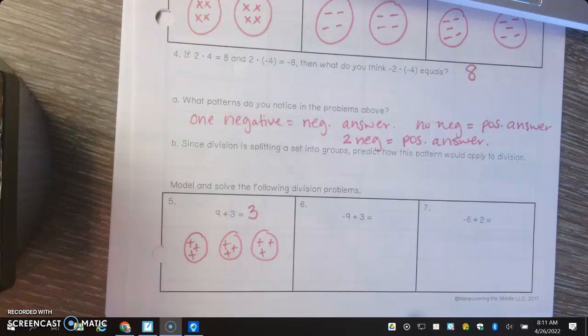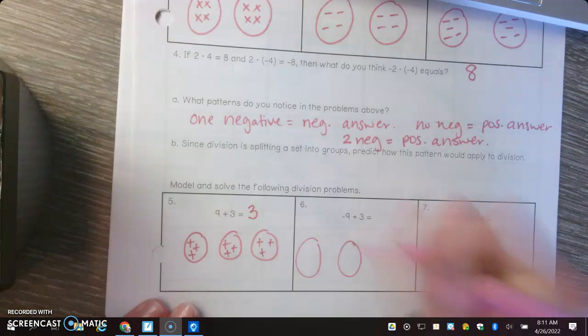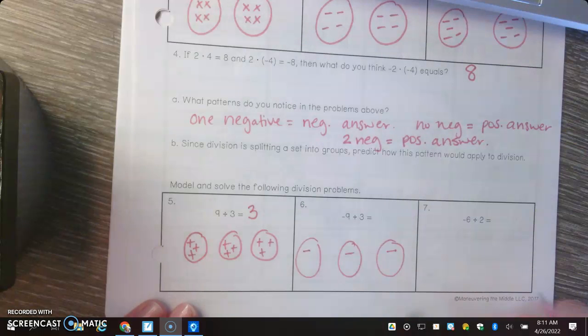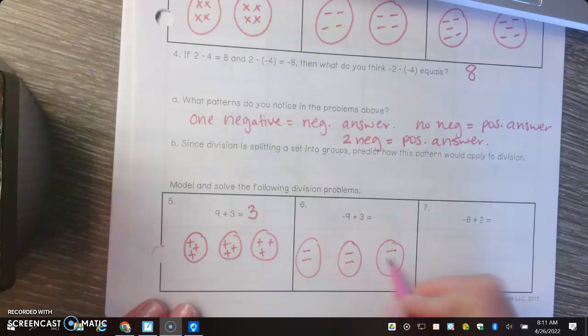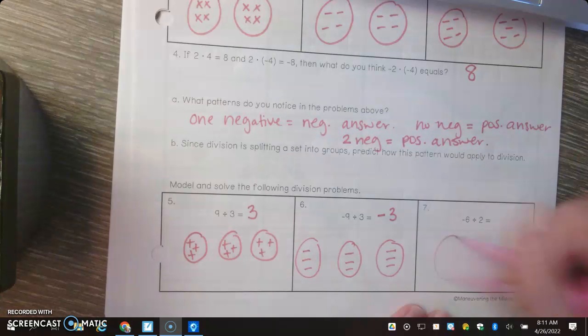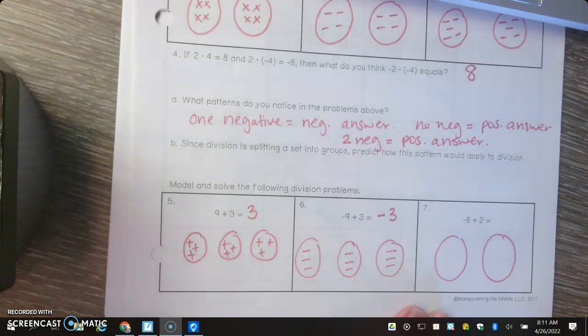What about negative 9 divided by 3? Well, I still have 3 groups. Separate my negatives, 1 for you, 1 for you, 1 for you. That's 3 negatives. 1 for you, 1 for you, 1 for you. 6 negatives, 1 for you, 1 for you, 1 for you. 9 negatives. So my answer is in each group I have negative 3. What about negative 6 divided by 2? Well, here's my 2 groups. I'm trying to split it up into negative, negative. That's 2 negatives. 4 negatives. 6 negatives. So each group has a negative 3. Pause the video, catch up, or keep going.